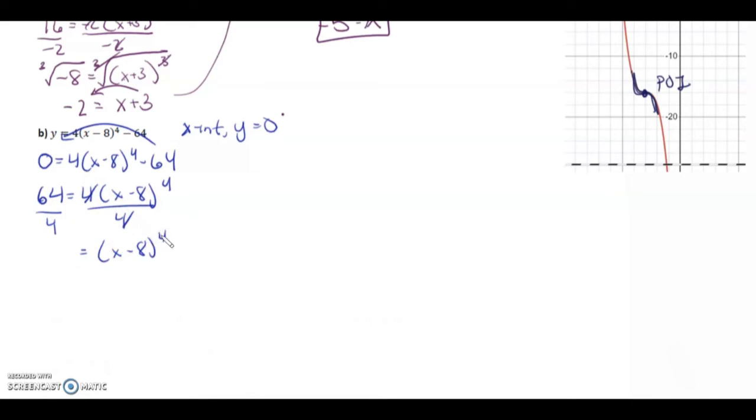Okay, 64 divided by 4 is 16. So we have 16 equals (x minus 8) to the 4. So we have to get rid of this 4. That means we have to 4th root it.